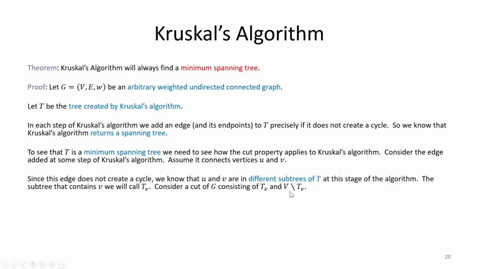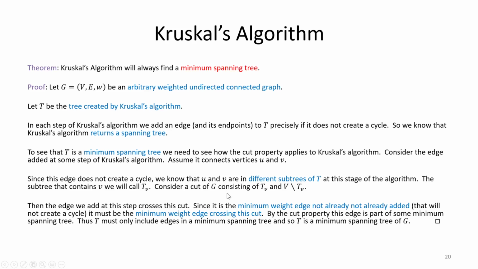And then what I want to argue is that this edge we are adding is the minimum cost edge that crosses that cut. The way we're going to argue that is the way we've selected this edge: we selected it as the next minimum weight edge that we have not already added in a previous step, meaning any other edge that has a smaller weight has either already been added, so isn't crossing this cut, or would create a cycle. And so we've already skipped over it at a previous step in our algorithm.